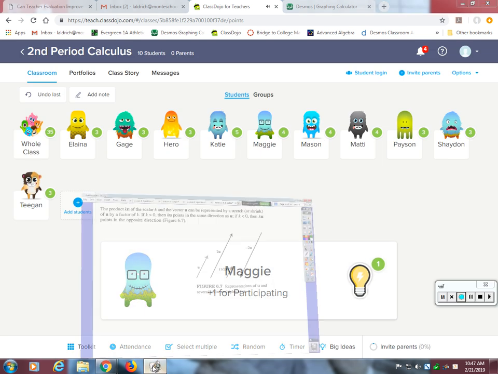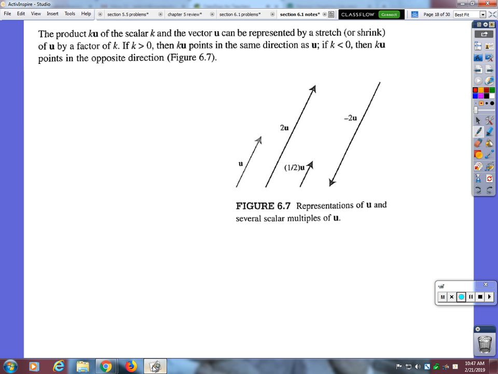You're right. Nice job. No, you're right, but Maggie made a really good, insightful comment last period, and your comment reminded me of that. I was going to give her a dojo point.